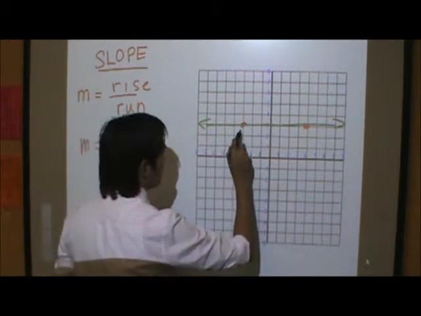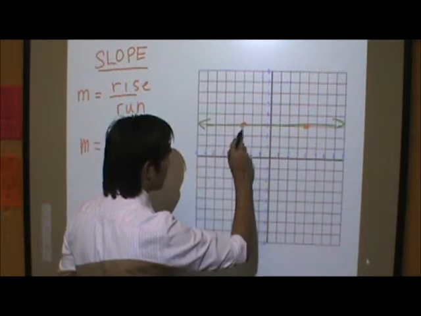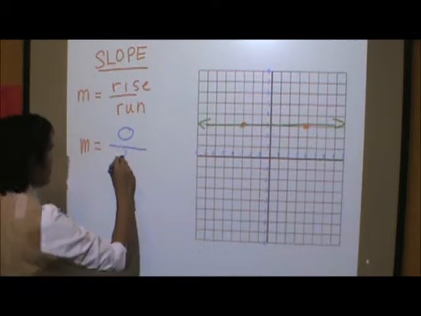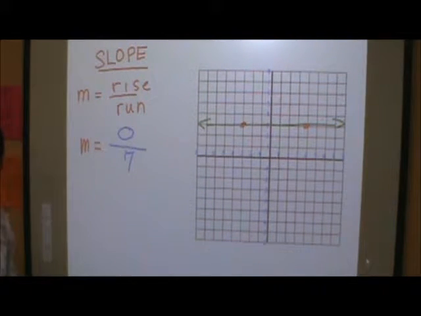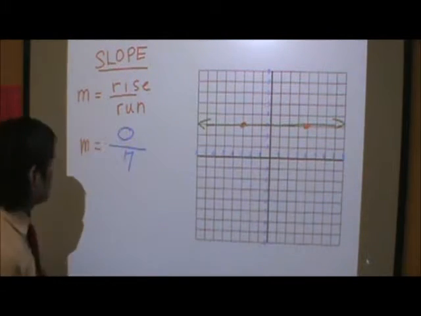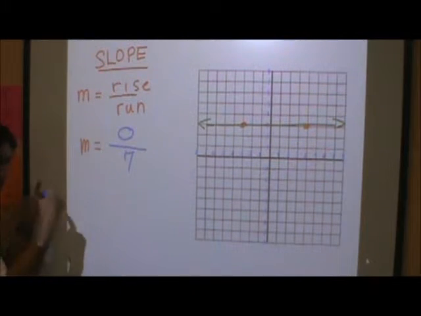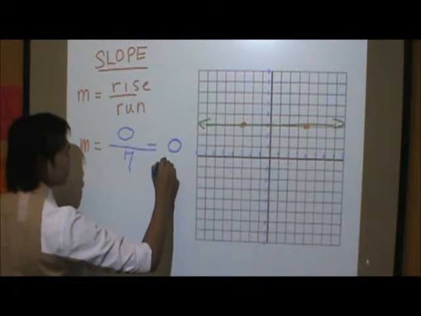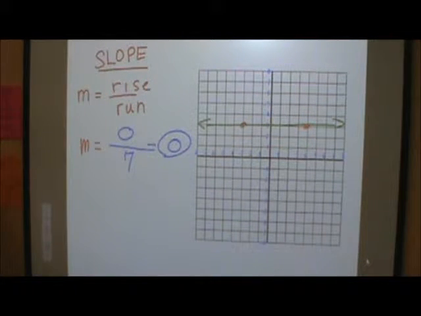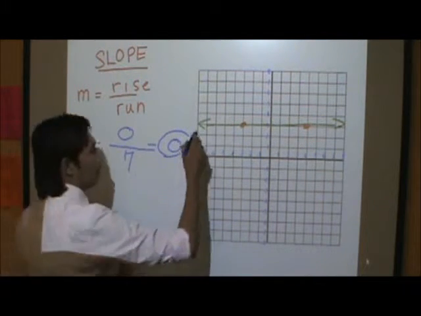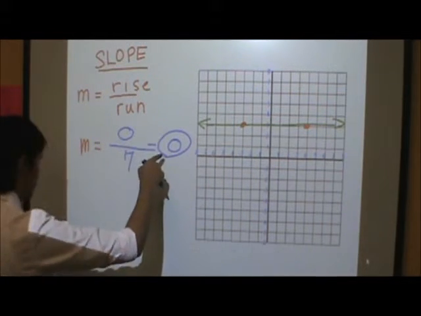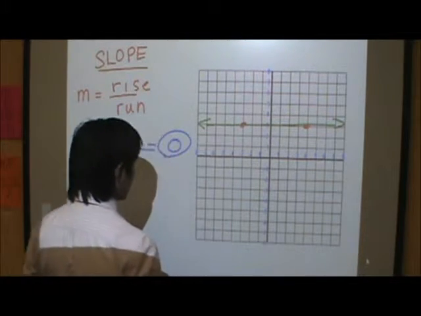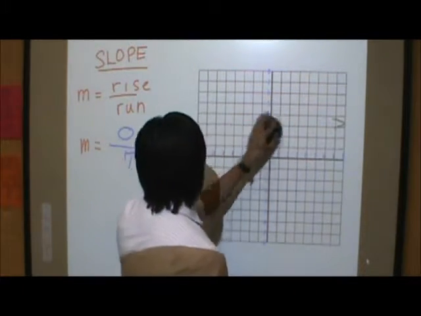Because we didn't go up, that means we stay at (-3, 3). So we go 1, 2, 3, 4, 5, 6, 7. Is it positive or negative? I think it's positive because we went right. But wait, using your calculator or mental math, what is 0 divided by 7? 0. So that's why the slope of this line, which is a horizontal line, is 0. Okay. Now let's try another one.